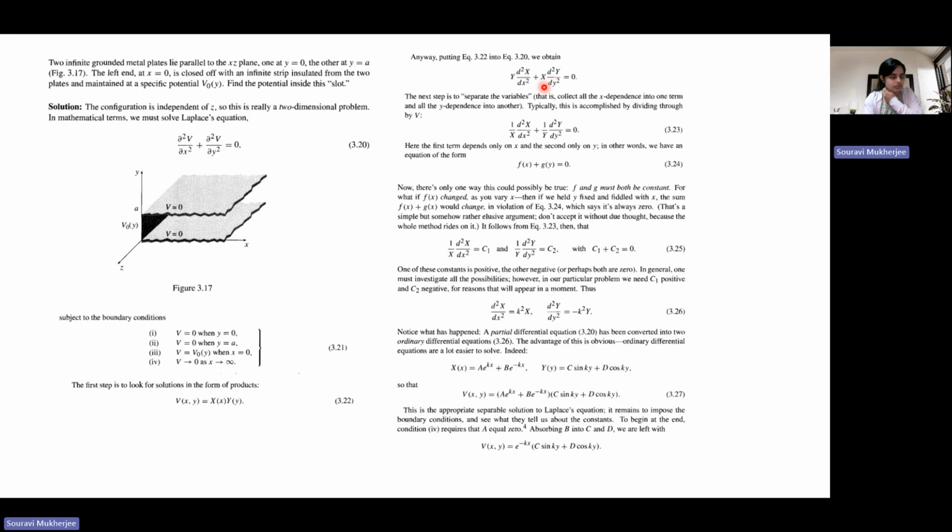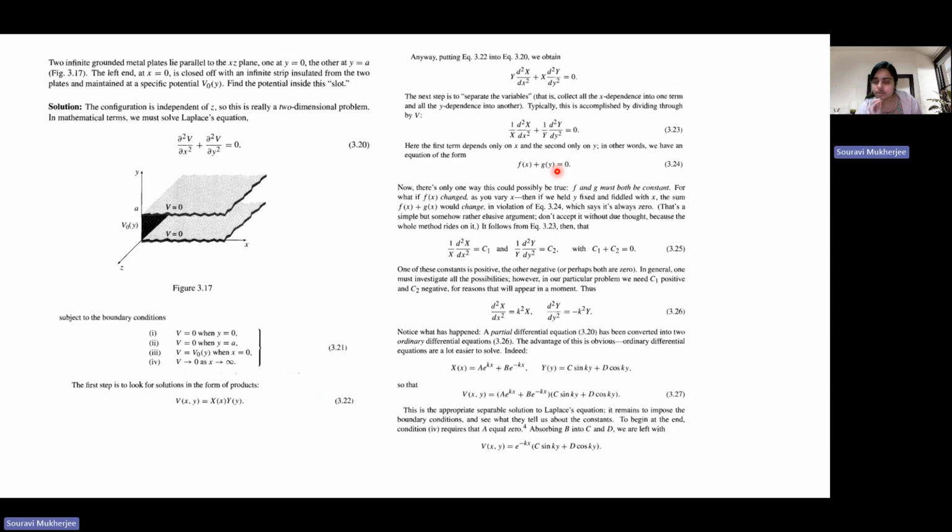This is just partial derivatives. Now, the next step is what is called separation of variables. We want these two terms to be solely functions of either x or y. So what do we do? We divide by XY. That means this term becomes independent of y, and this term becomes independent of x. So this is only a function of x, and this is only a function of y. So it's of the form f(x) plus g(y) equal to 0.